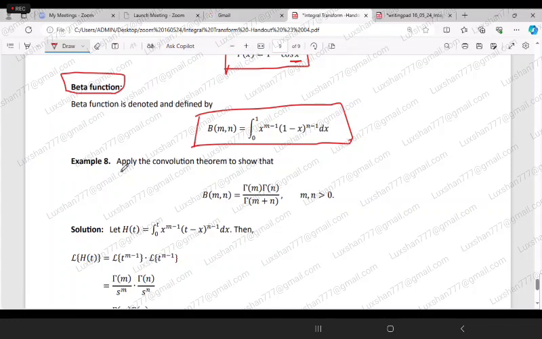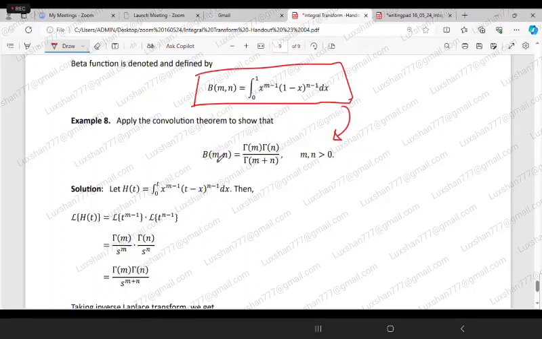Okay, so there's a question: apply the convolution theorem to show that this is actually an application of the convolution theorem. Here, this is not a direct application, but we are learning this as an example. Now we want to show that the beta function beta(m, n) has two arguments, m comma n.